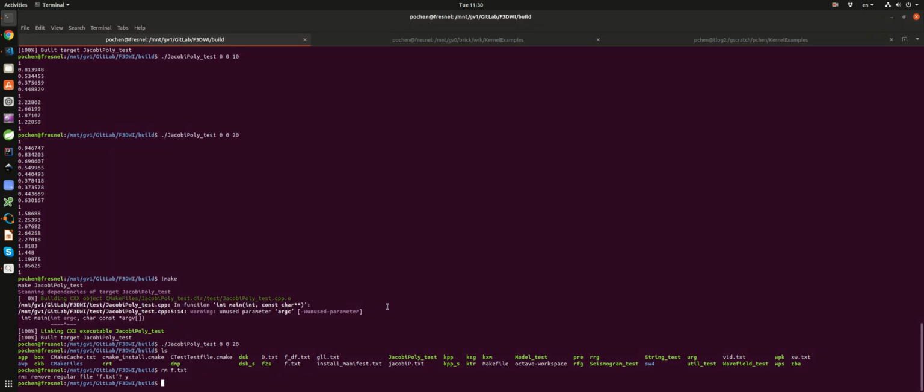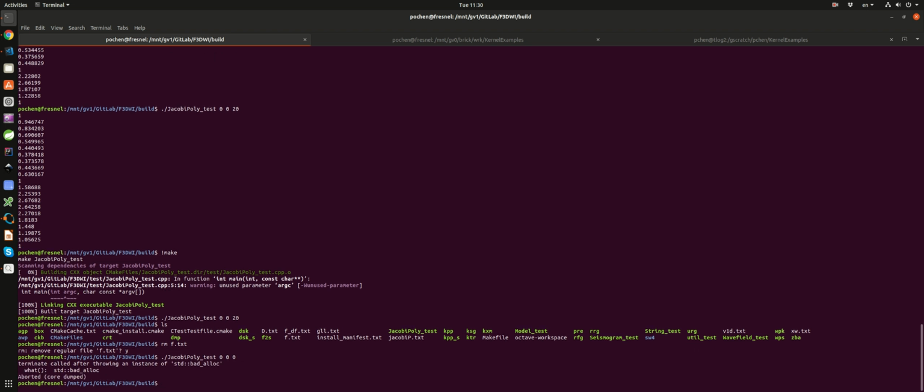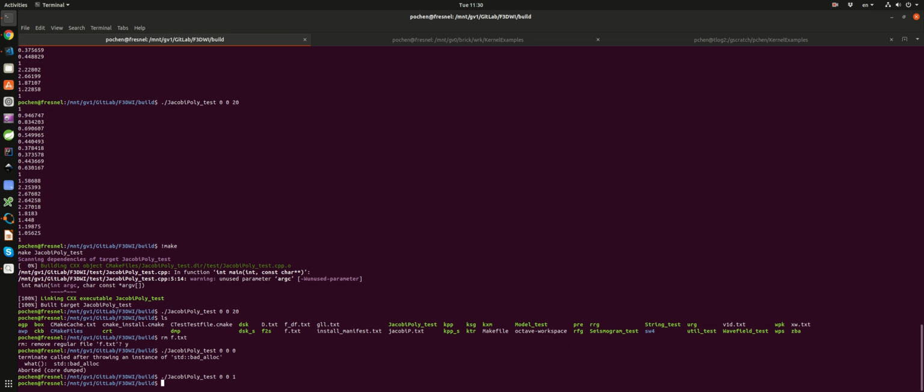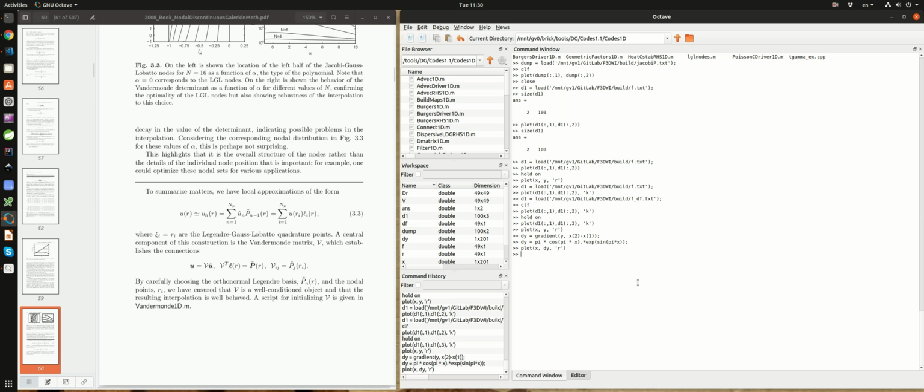Suppose we call this particular function with alpha equal to 0, beta equal to 0, and I want to know what's actually the zeroth order. Oh, too bad, I got something wrong with the first orders. Let me see. The first order should be correct, right? I'm going to check out this problem later on. So let me just take a look at what's actually the Jacobi poly.